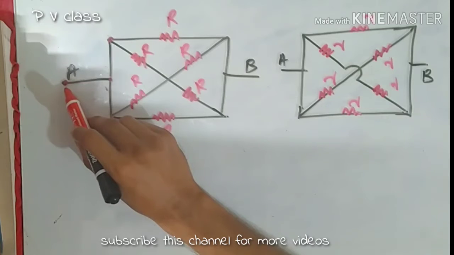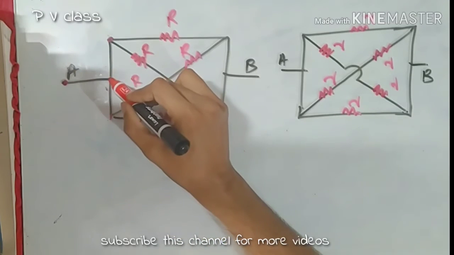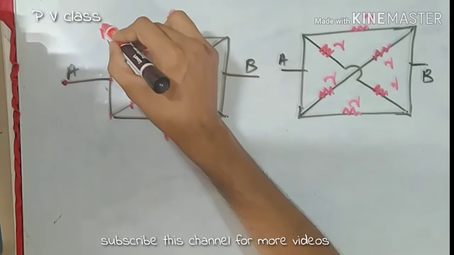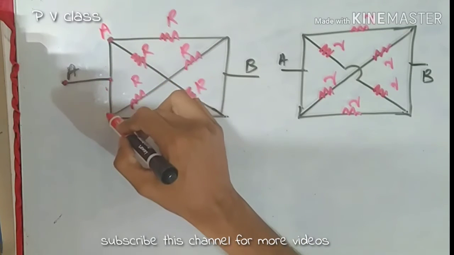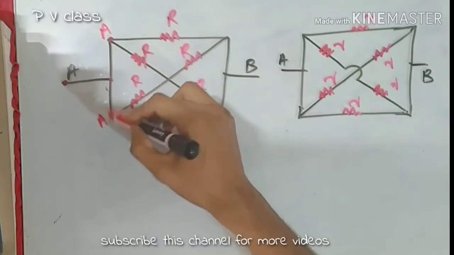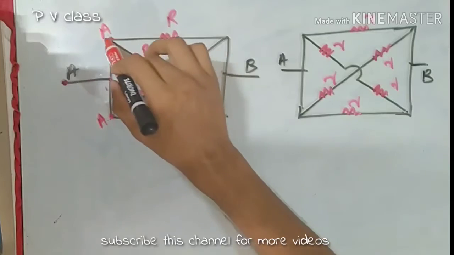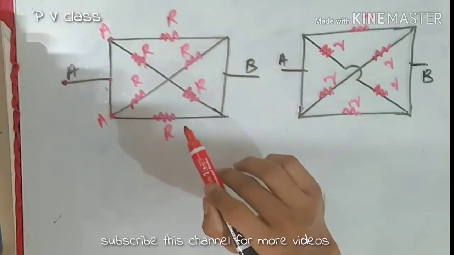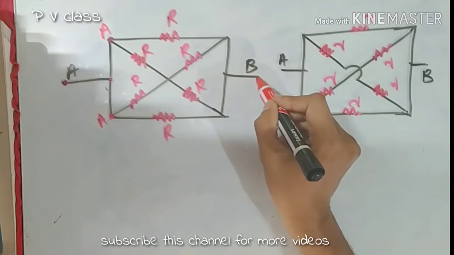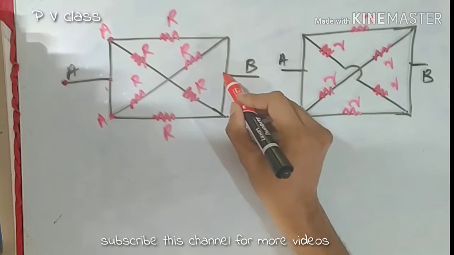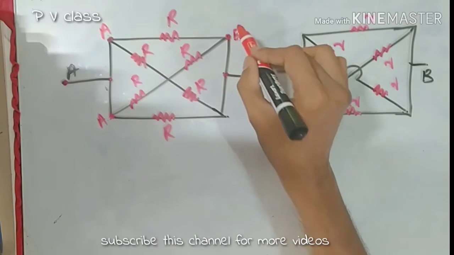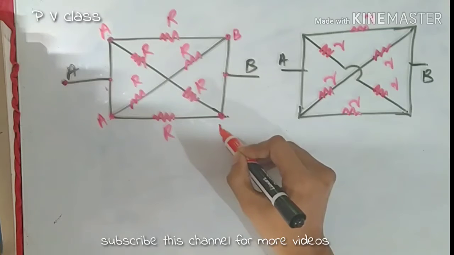If this point is A, the potential at this point is also A, and the potential at this point is also A. As a result, the potential at this point is also A. We didn't jump past any resistor, but we cannot say the potential at this point is A. No, there's a resistor over here. Likewise, if this point is B, the potential at this point is also B. As a result, the potential at this point is also B, and the potential at this point is also B.